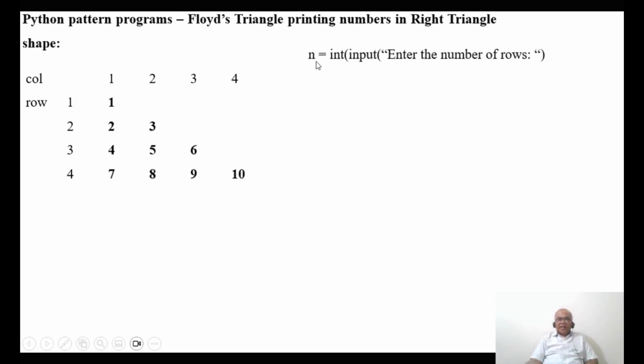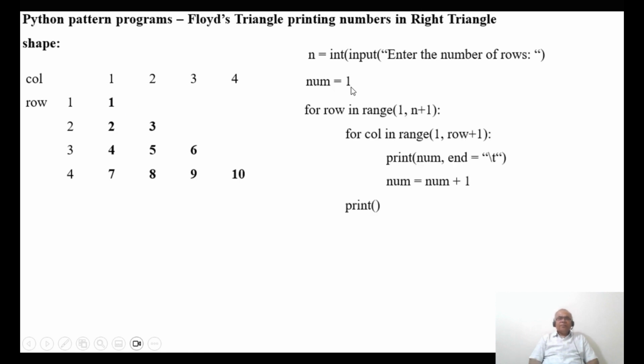The code for this is int input, enter the number of rows. Why int? Because here I am converting that string into an integer. Then initialize the value of num equal to 1. Why? Because a for loop always starts from 0, but the number we want starts from 1. So that's the reason we are initializing num equal to 1.